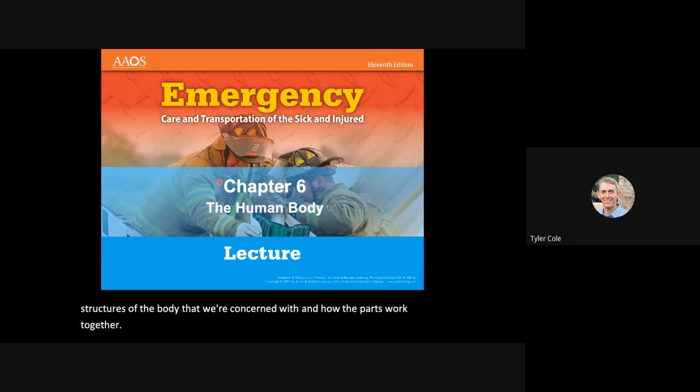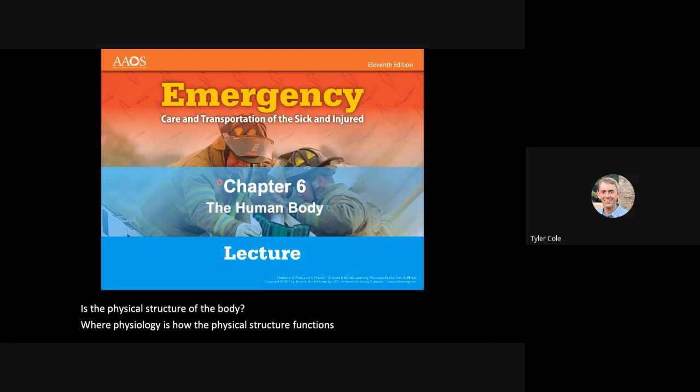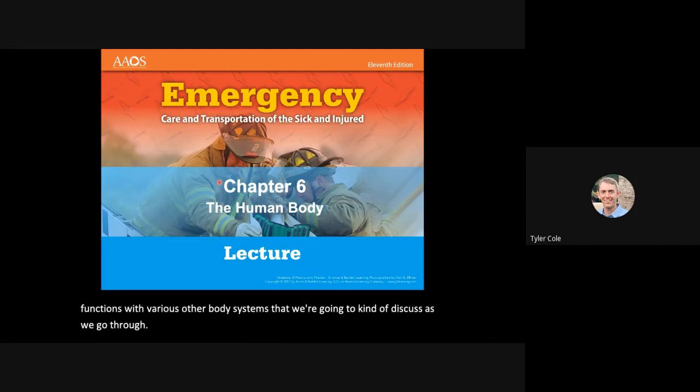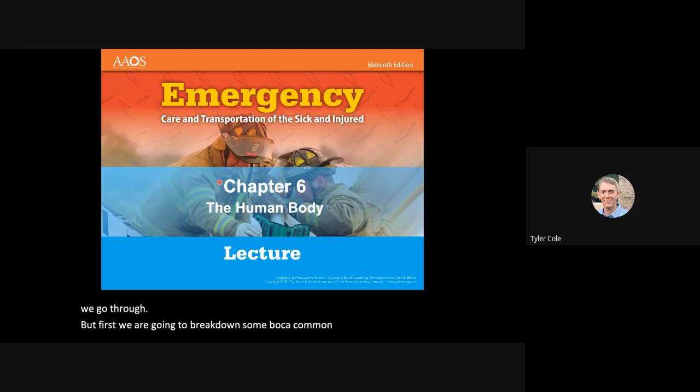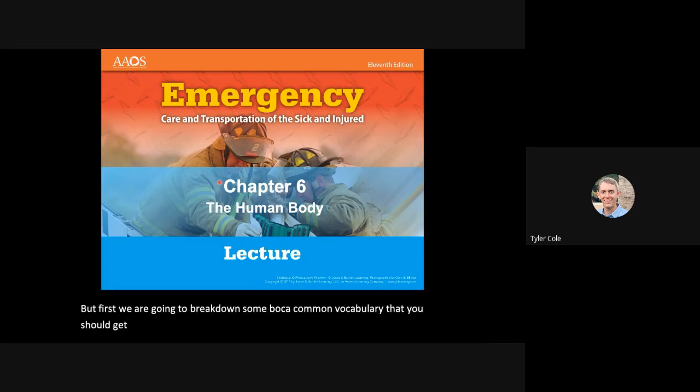Real quick, some vocabulary. Anatomy is the physical structure of the body, whereas physiology is how the physical structure functions and also how it functions with various other body systems that we're going to discuss as we go through. But first, we are going to break down some common vocabulary that you should get to know, and how we can break up the body into various different planes.